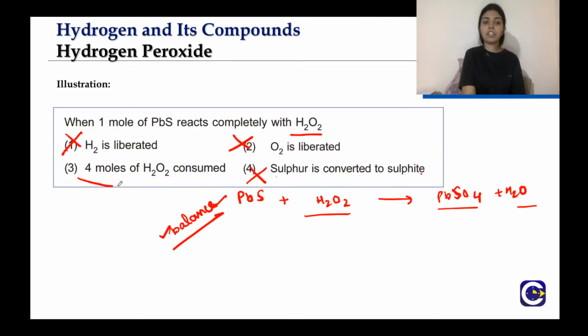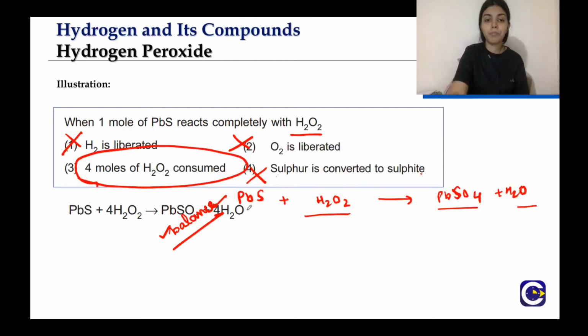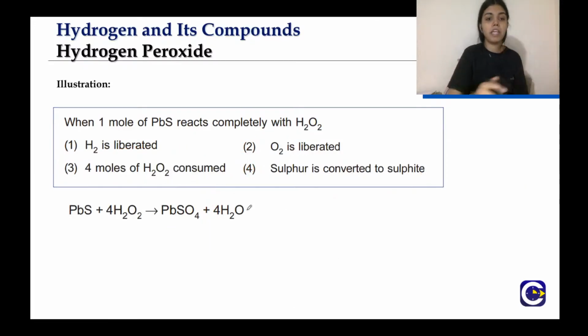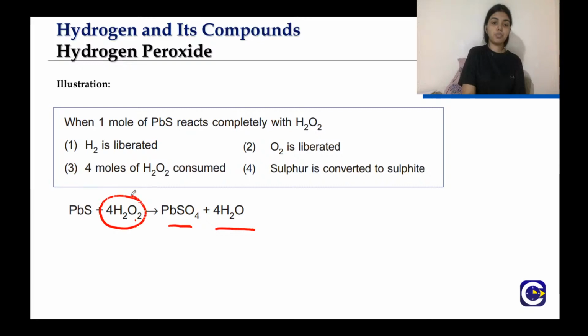So this is the reaction in which 4 moles of H2O2 get consumed. When you balance the equation, you will get PbS plus 4H2O2 gives PbSO4 plus 4 water. So that means 4 moles of H2O2 is consumed. So the answer is third.